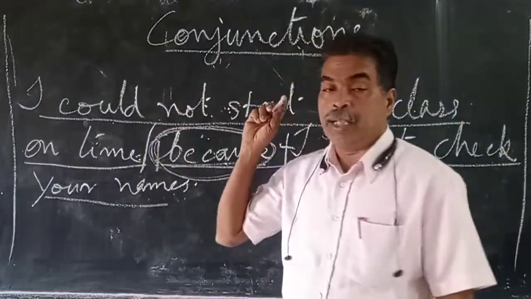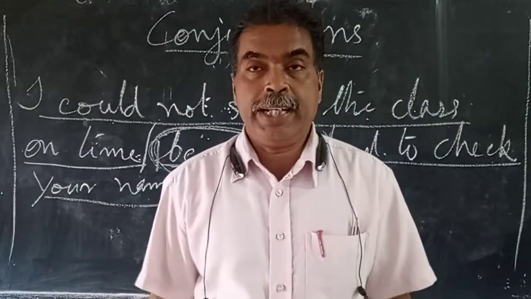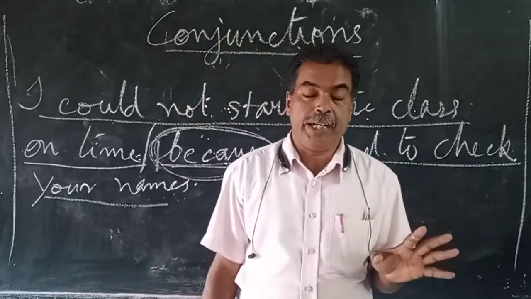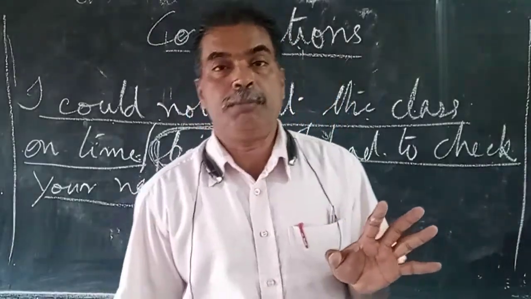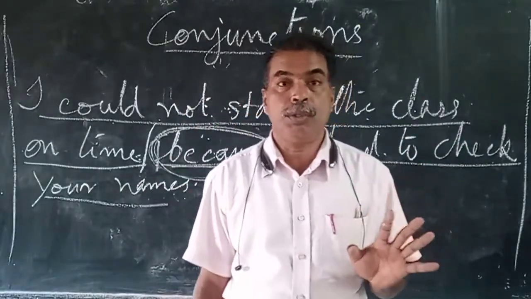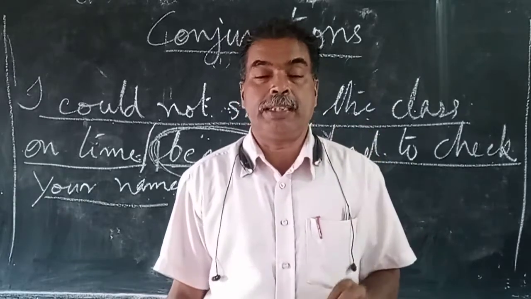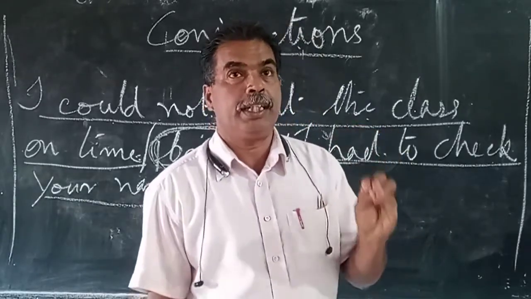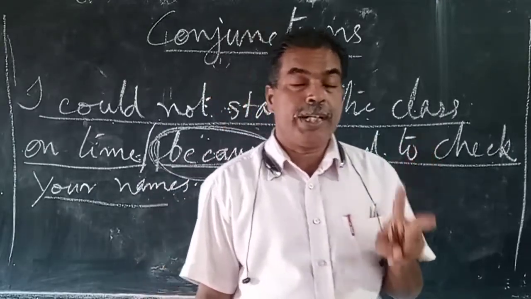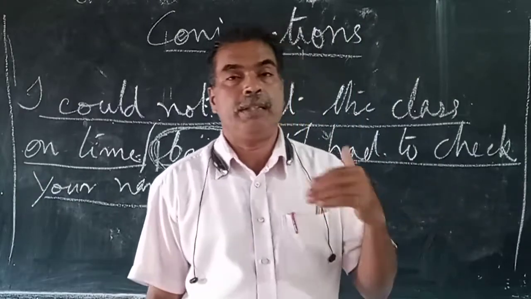Now we are going to look into subordinating conjunction. The coordinating conjunction we saw is used to connect coordinate clauses. Coordinate clauses means clauses that are of equal rank, clauses that can stand by themselves and can convey a meaning. That is what a coordinate clause is. And two coordinate clauses are connected by a coordinating conjunction. That's what we saw, and there were four types.